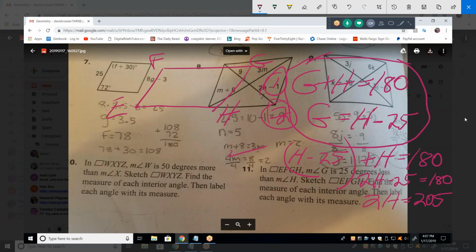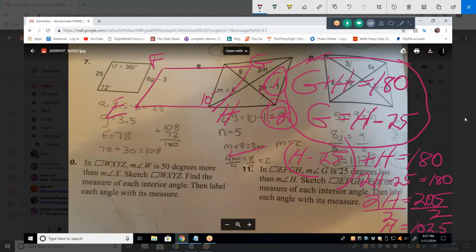Divide. In other words, the opposite of addition is subtraction. The opposite of multiplication is division. If we were dividing h by 2, we would be multiplying by 2. So you're always doing the opposite. So since that 2 is a multiplier, we need to divide. So what's h equal to? 102.5.